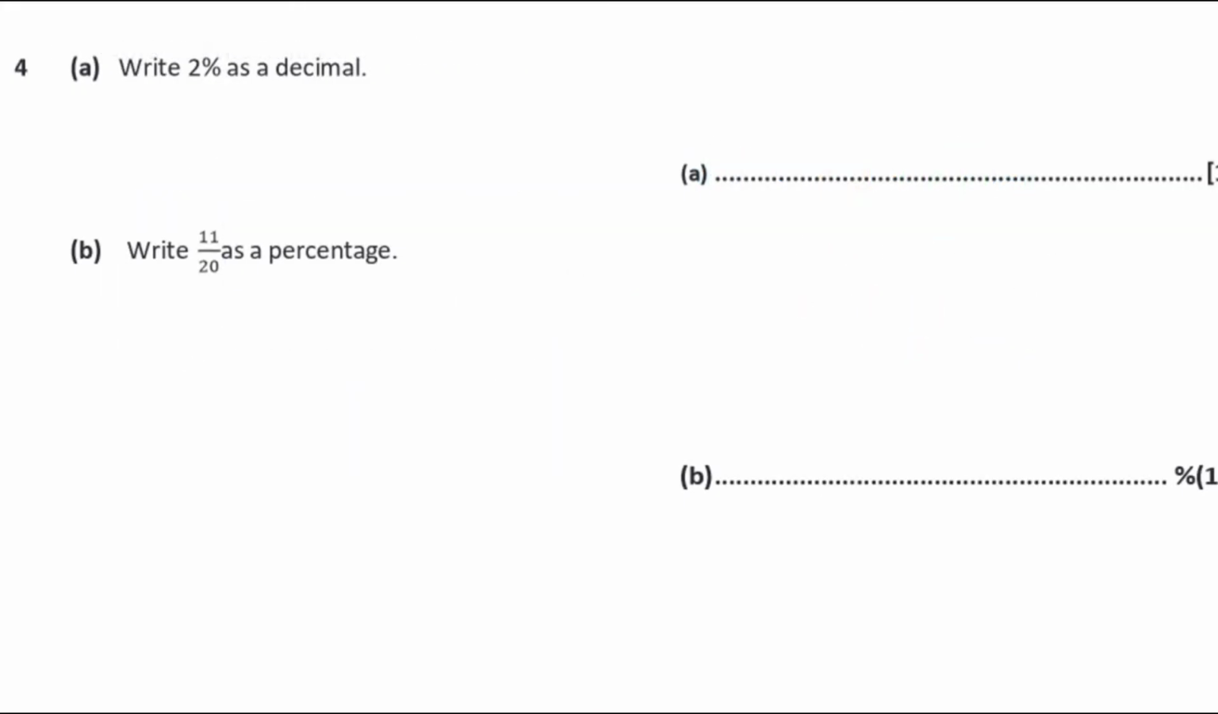Question 4a, write 2% as a decimal. Well, percent, if you remember, means per 100 or out of 100. So 2% is the same thing as 2 100ths. And then if you think about decimal numbers, you've got the decimal point and the first digit is tenths, and then the second digit is hundredths, isn't it, after the decimal point. So 2% is going to be 0.02.